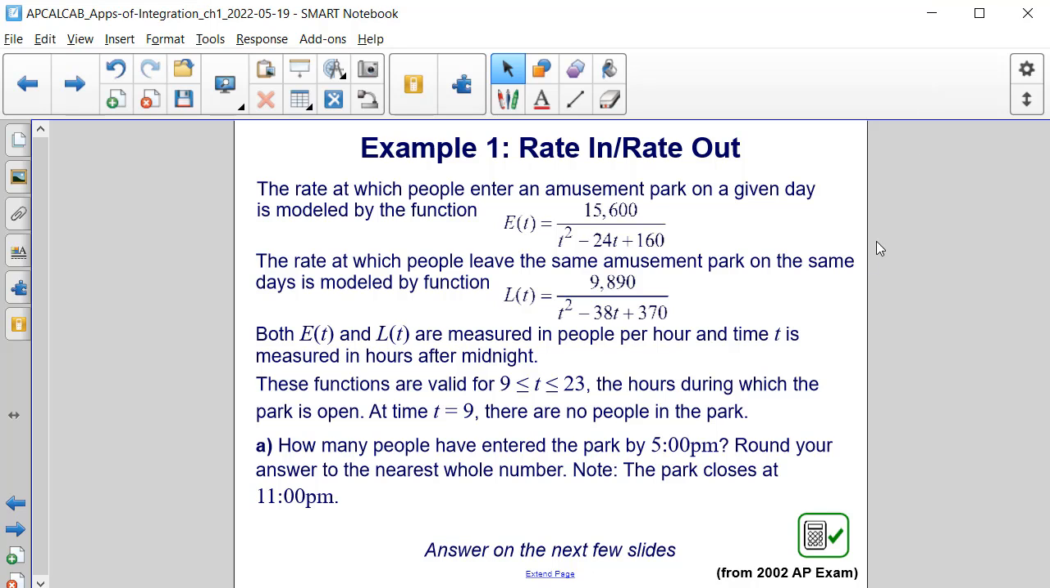Now let's look at the first question that we need to answer. How many people have entered the park by 5 p.m.? Round your answer to the nearest whole number. And also note that the park closes at 11 p.m.